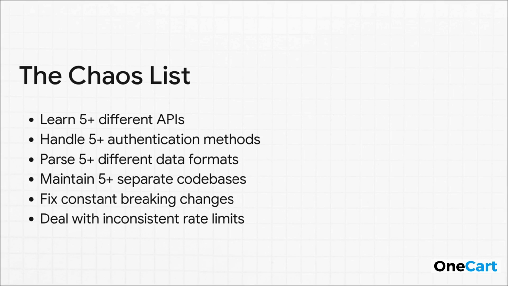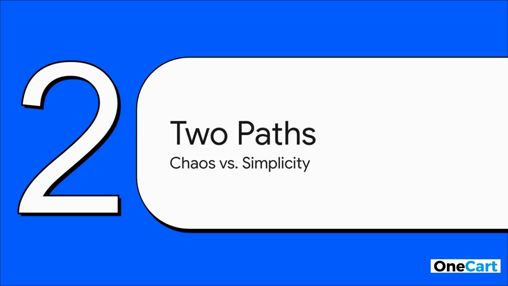You've also got these weird, inconsistent rate limits, basically rules about how often you can ask for information. And the real kicker? The platforms are always changing things, so your code is constantly breaking, and you're always playing catch-up. It literally becomes a full-time job just to maintain the thing. Okay, so that's the mess. This brings us to a fork in the road. There are really 2 paths you can take here, the path of chaos or the path of simplicity. Let's break down what that choice really means.